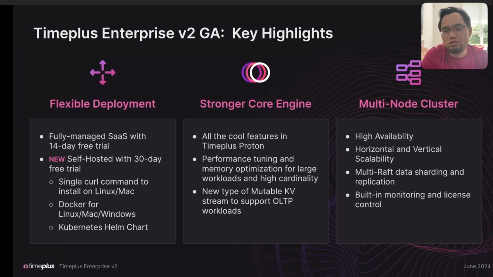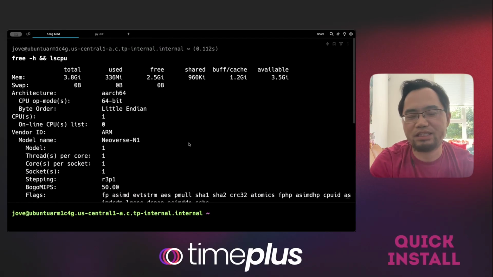And then we also introduced a new type of stream, which is a mutable KV stream. For those use cases where data is very frequently updated, and you need to do some kind of delete, update, filter, the new mutable stream will be much faster than the versioned KV and changelog streams in the current Timeplus portal. Let me install Timeplus Enterprise.